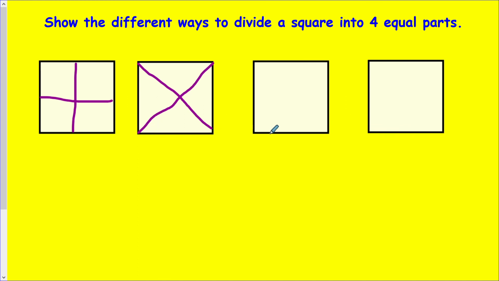So I'm going to give you a hint. First, we're going to start with vertical lines. If I draw 3 vertical lines, then I can have 4 equal parts that way.